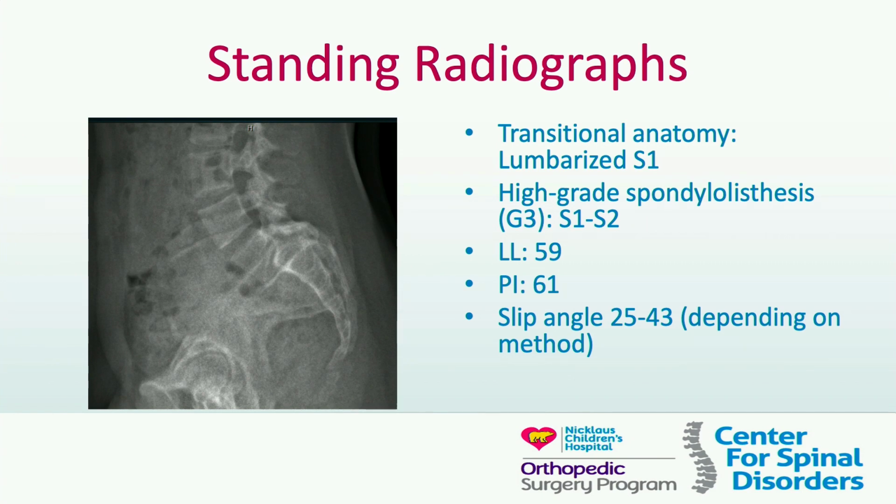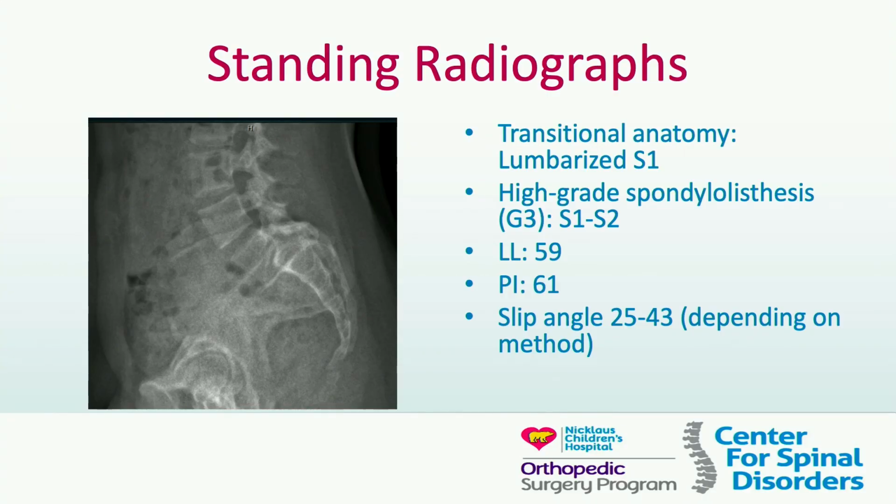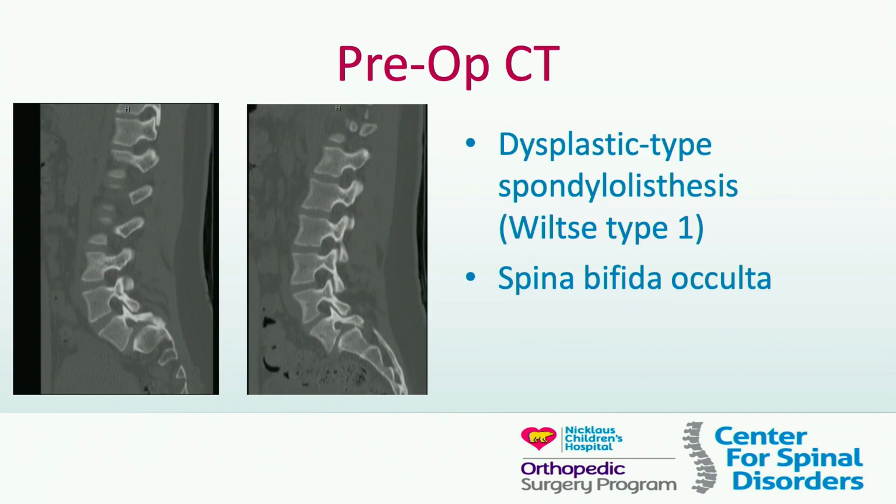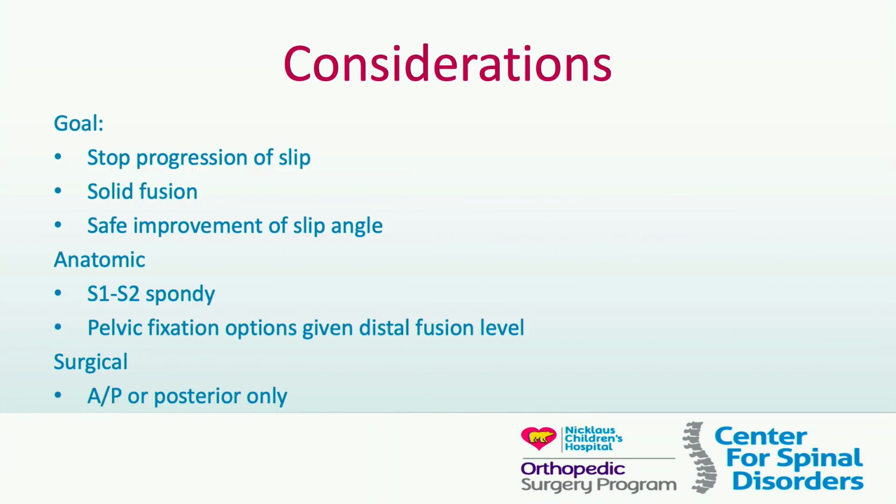What does that really mean? I think this is different because the anatomy is now different. The nerves that we are concerned about are different, and the pelvic anatomy is now going to be very different where we can find distal fixation. Okay, so again, the goals in this procedure are to stop progression of the slip, we need a solid fusion, and they need safe improvement of the slip angle.